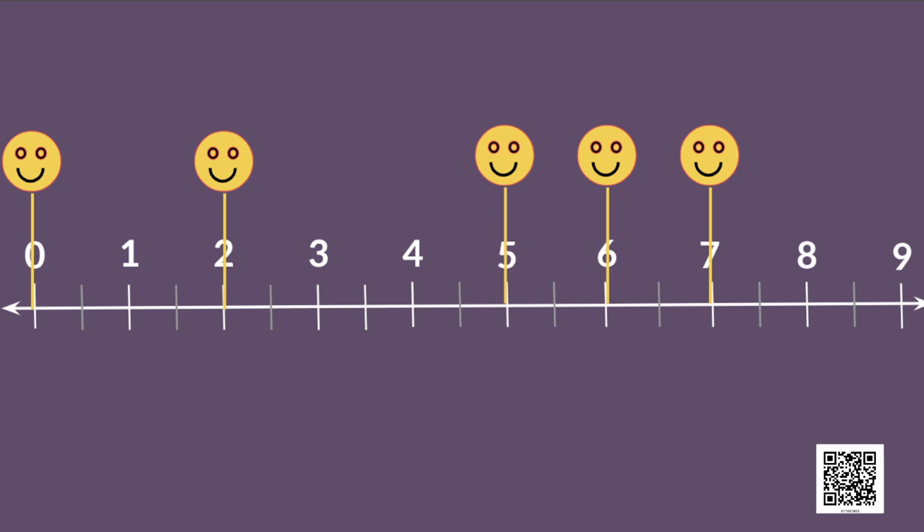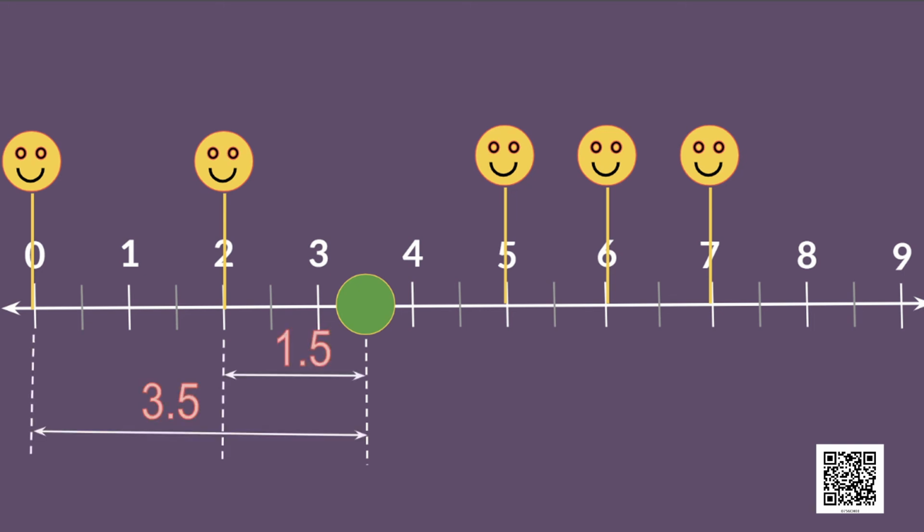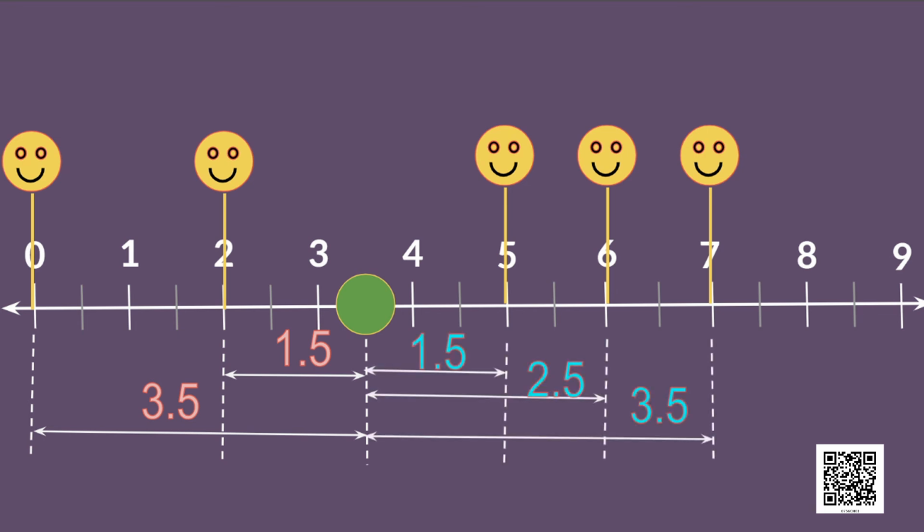You may be thinking that, as we did before, if we keep the ball exactly in the center of the two extremes, that is, in the center of 0 and 7, it may work. Let us try. So, what is the center of 0 and 7? It is 3.5. With the ball at 3.5, let us see what sums we get on the left and right side. So, on the left side we have 1.5 and 3.5, and on the right side we have 1.5, 2.5 and 3.5.